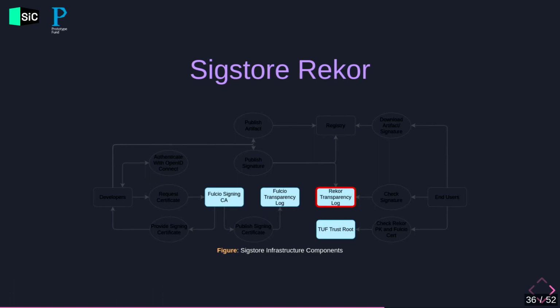Okay, then we have Rekor. Rekor is the transparency log for the signatures that are created. There's also a neat little trick here. Because we have short-lived certificates, we need to actually check when the certificate was used to create the signature and if the certificate was valid at that point. To do that, every time a signature is added to Rekor, Rekor will actually timestamp that and add the timestamp to the signature and append it to the log.